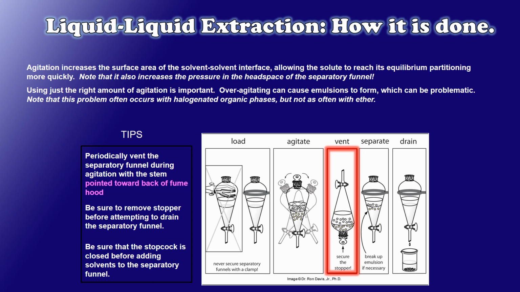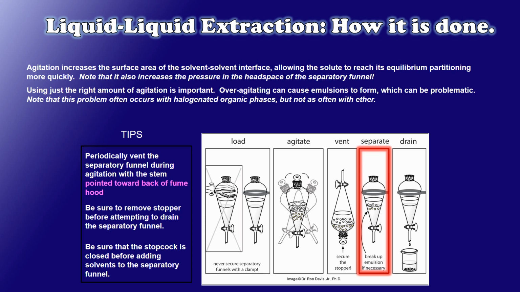Once we're confident that equilibrium has been reached, we allow those two phases to separate once again by returning the separatory funnel to the iron ring and allowing gravity to cause our two immiscible phases to separate based on their densities. Now, occasionally we get what's known as an emulsion, which is where very small droplets of one solvent in the other become sort of metastable and don't really want to separate well. And when this happens, we can usually break up an emulsion by very gentle agitation with a glass stir rod.